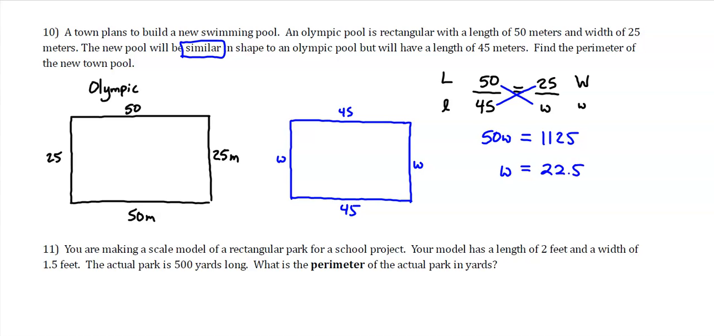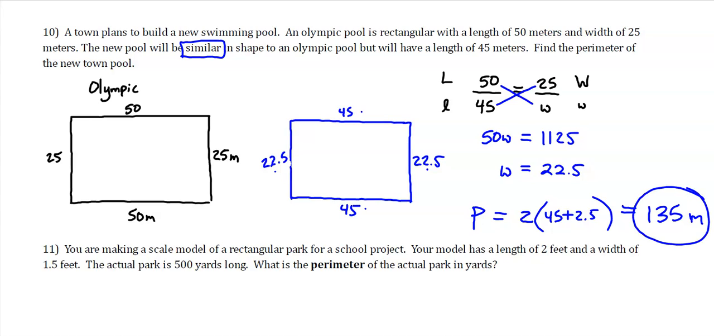So when I come back over here and I put in 22.5 for the two widths, I can either add up the four sides to get the perimeter, or I can just double a length plus the width. Either way, however you want to do it. But basically I have 90 and I have 45, and 90 and 45 comes out to be 135 meters, I believe. So correct answer, perimeter 135 meters.